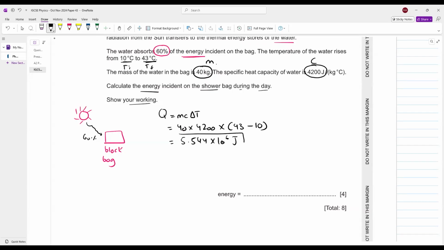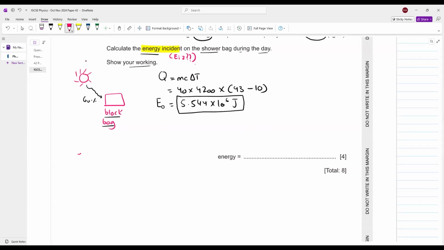This is the energy that is being absorbed by what? This is the energy that is being absorbed by the black bag. You can say this is your energy output. You have to calculate what? The energy incident on the shower bag. That is energy input. You have to somehow calculate the energy input. How will you do that?